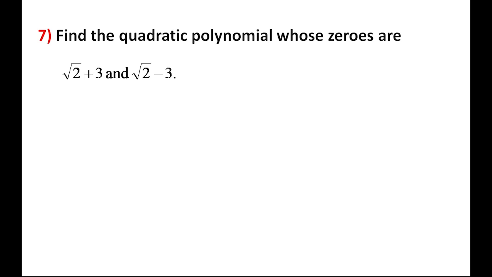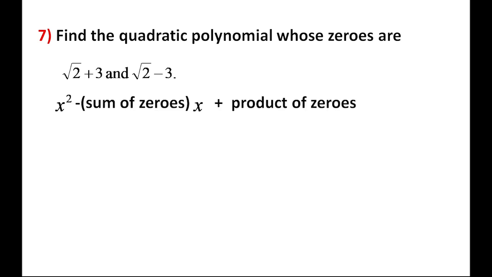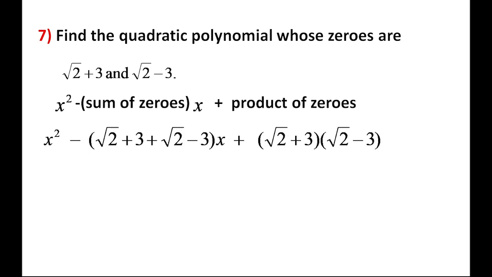Okay. Next one. Find the quadratic polynomial whose zeros are √2 plus 3 and √2 minus 3. Same method we are applying. So our standard form is x square minus sum into x plus product. So x square minus, instead of sum we can write √2 plus 3 plus √2 minus 3 into x. And instead of product we can write √2 plus 3 into √2 minus 3.